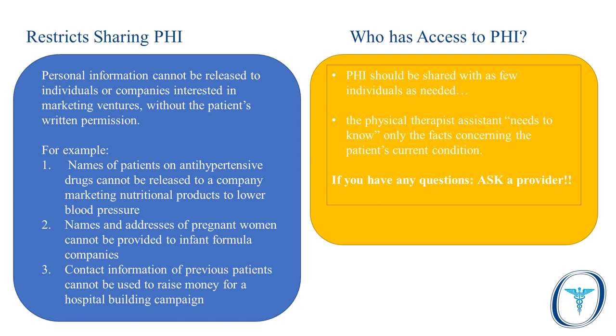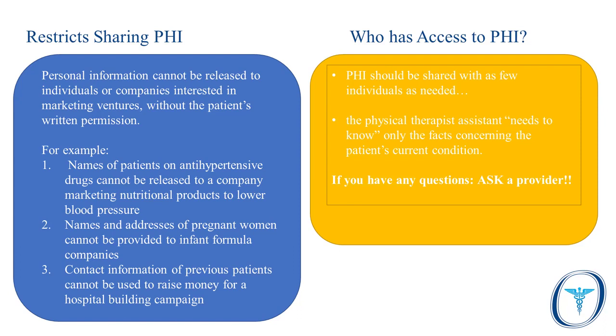The sharing of PHI is strictly prohibited without written permission from the patient. Examples of things that are not permitted are names of patients on antihypertensive drugs cannot be released to a company marketing nutritional products to lower blood pressure. In addition, names and addresses of pregnant women cannot be provided to infant formula companies. And lastly, contact information of previous patients cannot be used to help raise money for a hospital building campaign.